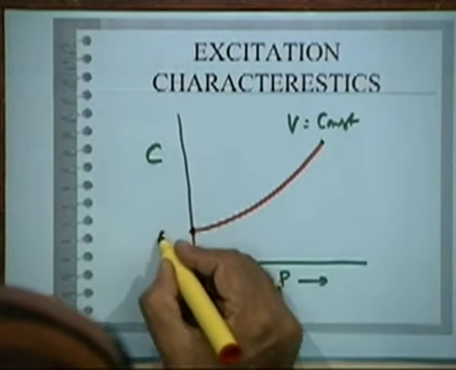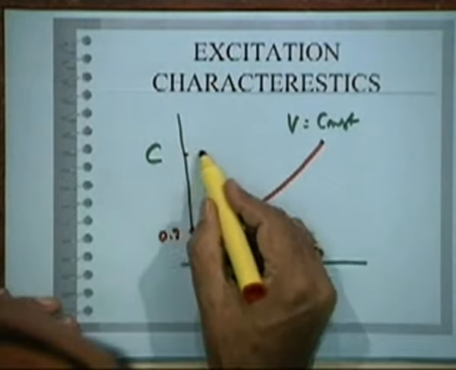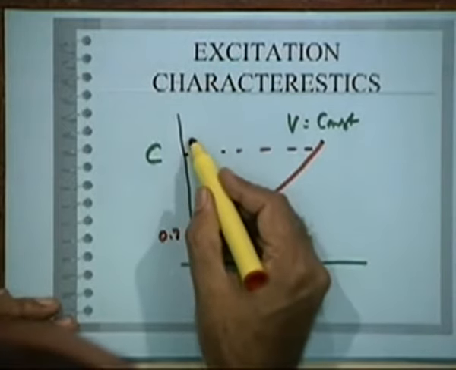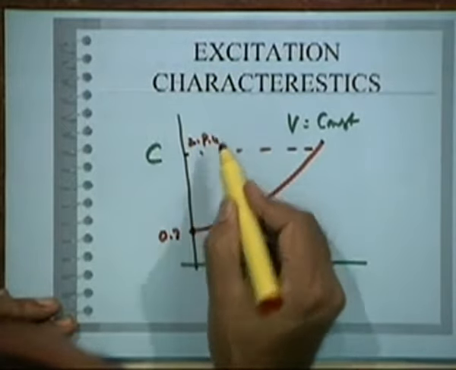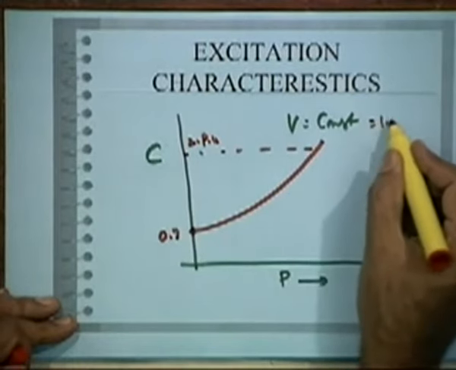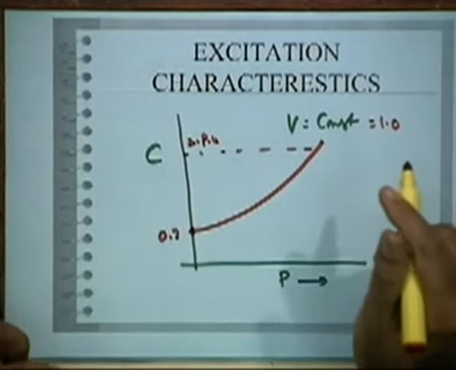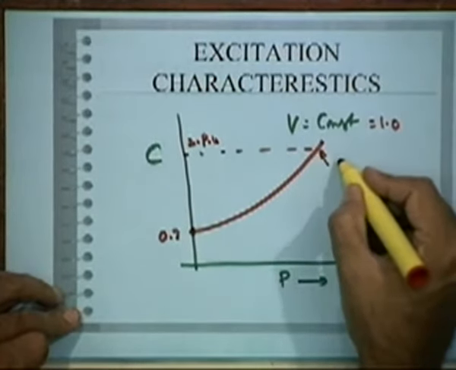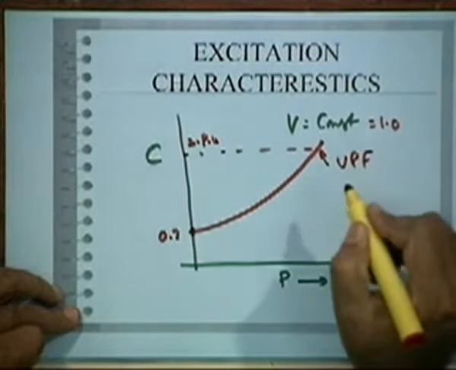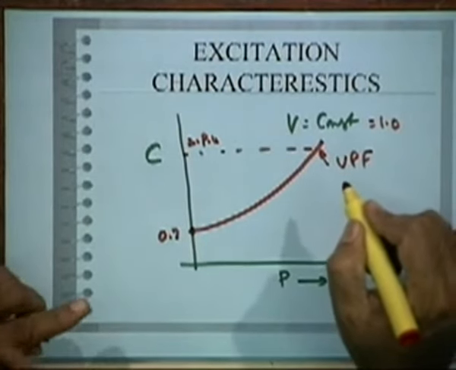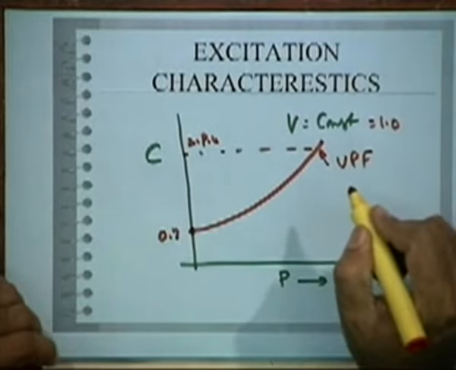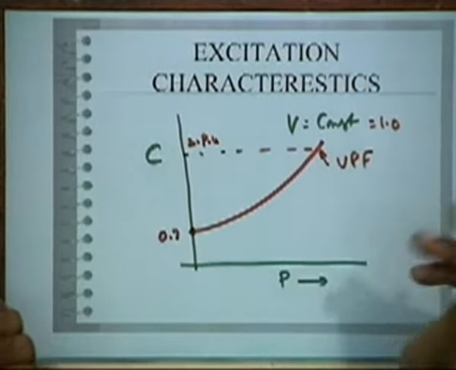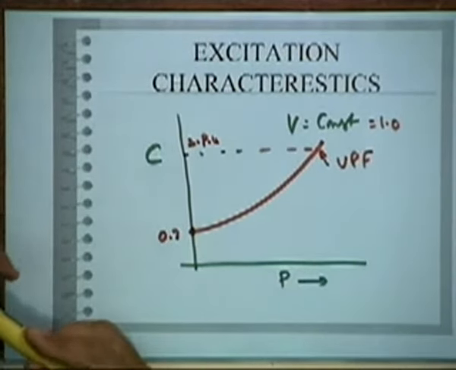Typically, I would say this is around 0.7 per unit and this is around 2 per unit. This is for V equal to, let us say, 1 per unit. Now, this is at UPF. What will be the situation if the load is lagging? What do you expect if the load is a lagging power factor load?